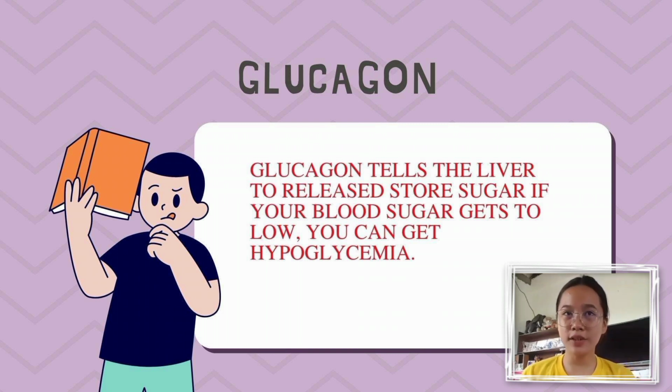Glucagon tells the liver to release stored sugar. If your blood sugar gets too low, you can get hypoglycemia. This can make you feel dizzy or sluggish or even pass out. Glucagon can help with hypoglycemia so you feel right again. And when you have not eaten for several hours and your blood sugar level drops, you will stop producing insulin.